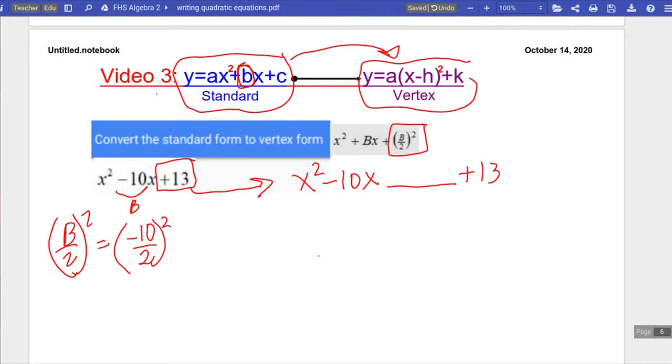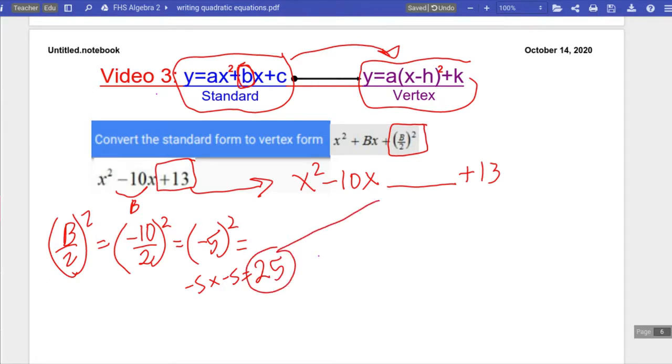All right, let's continue. Let's do the inside of the parentheses. Negative 10 divided by 2, we get negative 5. We need to square that. When you square negative 5, it's negative 5 times negative 5. You get 25. So this 25 is the one that goes inside the parentheses right there. So plus 25.